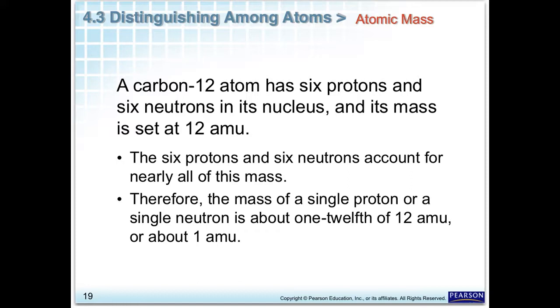Because protons and neutrons have most of the mass in an atom, the 6 protons and 6 neutrons account for almost all the mass in carbon-12. And so the mass of a single proton or a single neutron is 1 AMU.